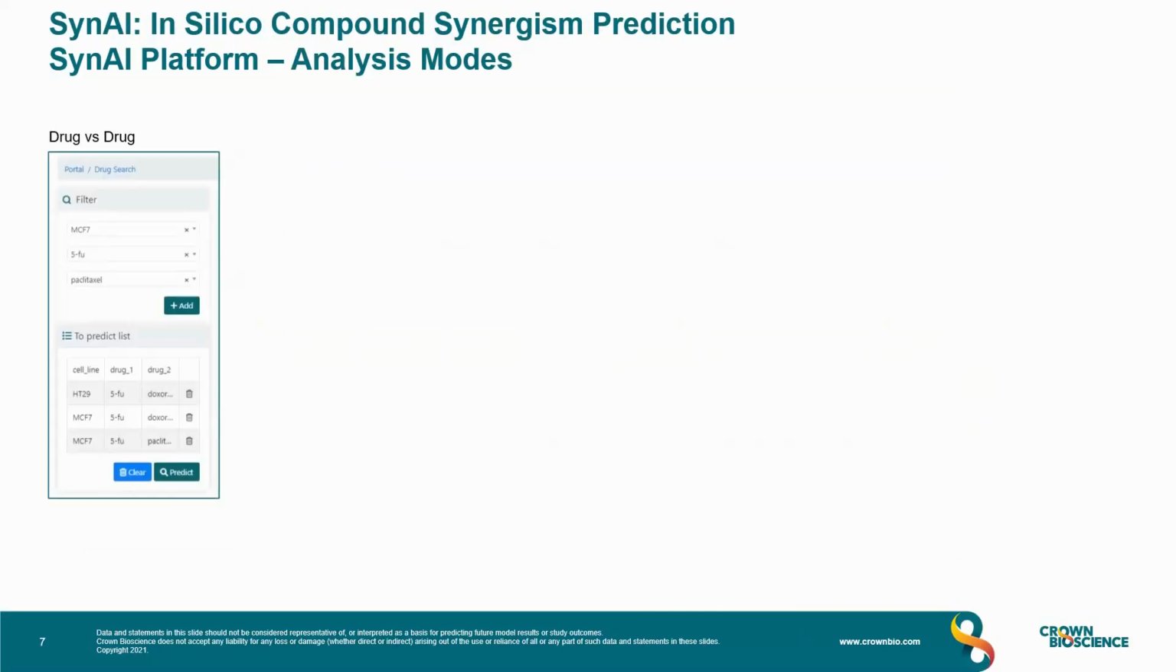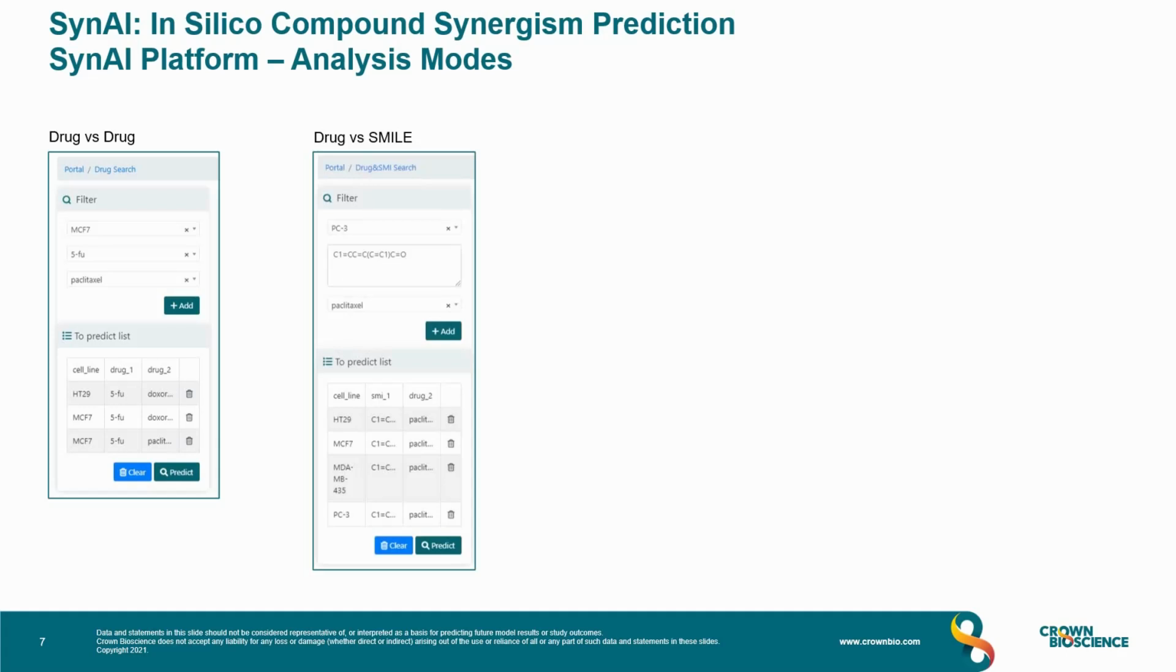If we look further down into the input area, on the website there are actually 4 modes provided by the SynAI platform. The default mode is known as the drug versus drug mode, where the user can simply select existing cell lines and compounds from a drop-down menu. This is not quite useful if you have a customized research question, but is more for benchmark studies and for evaluations of the platform itself.